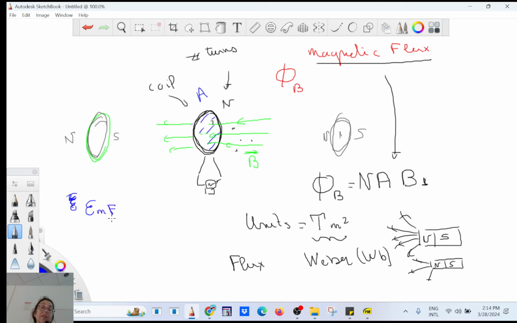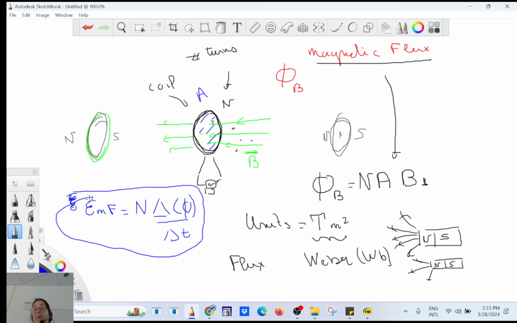The EMF, so the voltage induced, will be equal to the number of loops times the change in the number of lines poking through. So there will be a delta here, over time. So it's a rate of change. To be able to induce electricity, you need to change the number of lines poking through. And that will be the definition of the EMF.